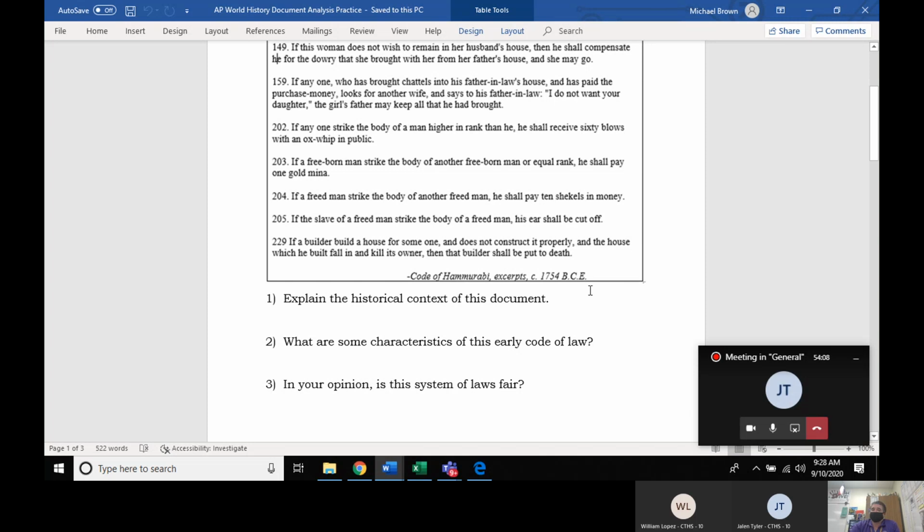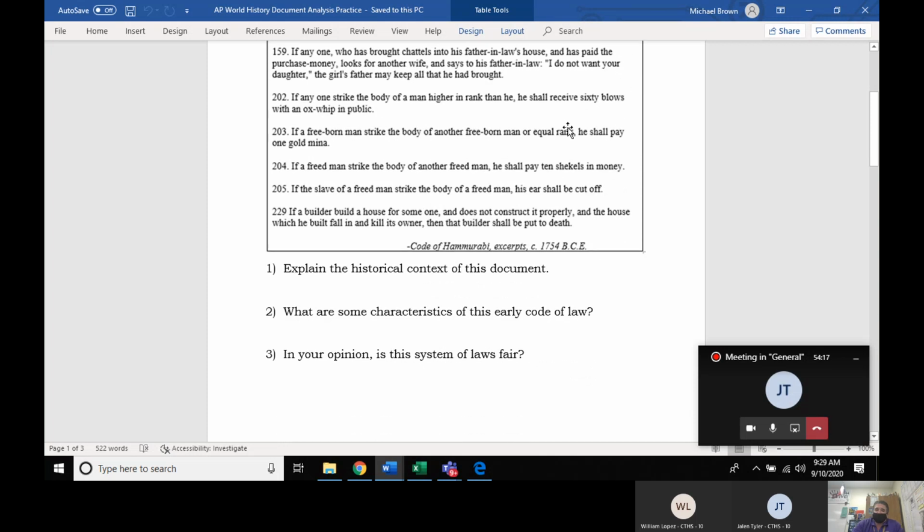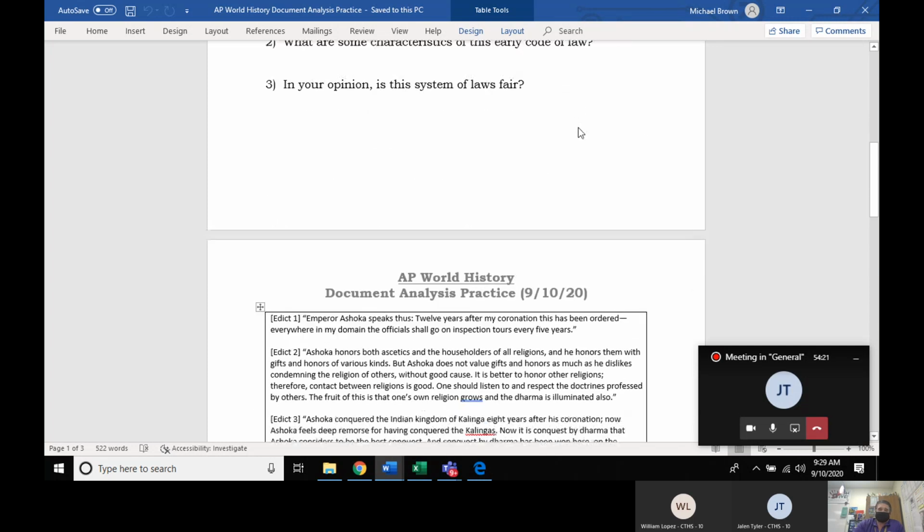Number two, what are some characteristics of this early code of law? So based on what you're seeing, what's this law code like? What are some observations you're making? And number three, in your opinion, is this system of laws fair?